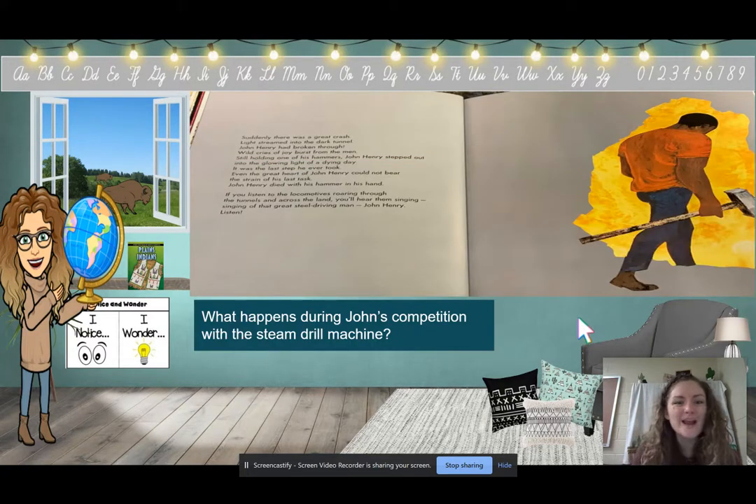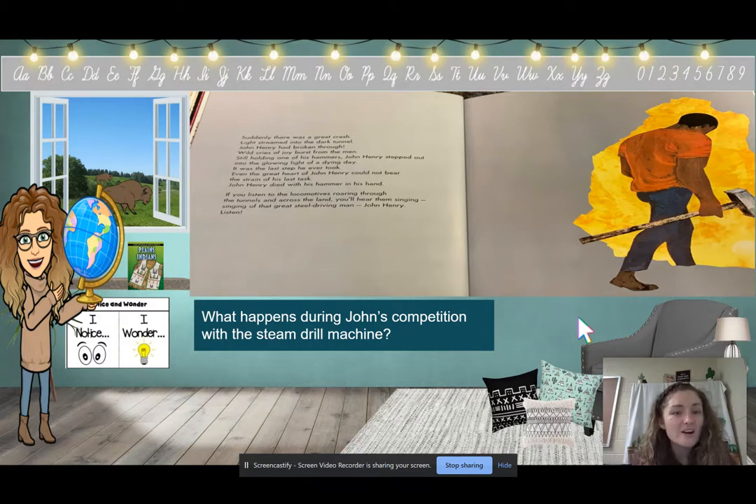Suddenly, there was a great crash. Light streamed into the dark tunnel. John Henry had broken through. Wild cries of joy burst from the men. Still holding one of his hammers, John Henry stepped out into the glowing light of a dying day. It was the last step he ever took.